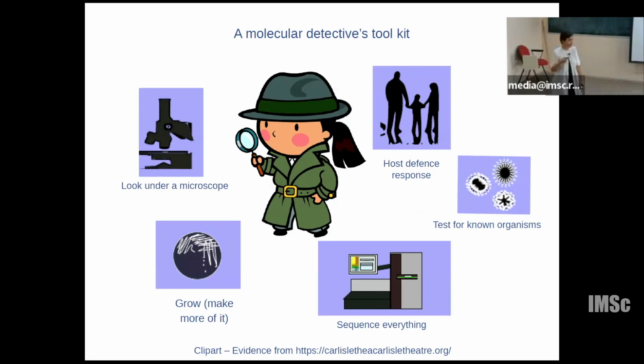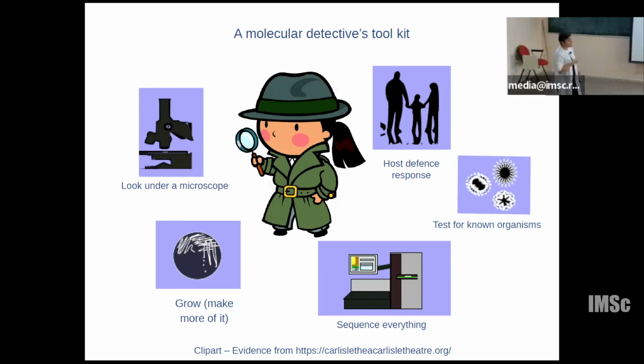As a clinical microbiologist, one of the tools you have is to look under the microscope. As you can imagine, when you look under the microscope, you need a lot of the pathogen. So the pathogen load has to be high. It has to be in the range that you can actually see it, and so on. So this is useful, but you can't do this for all pathogens. Definitely for viruses, this is not the way we look for viruses.